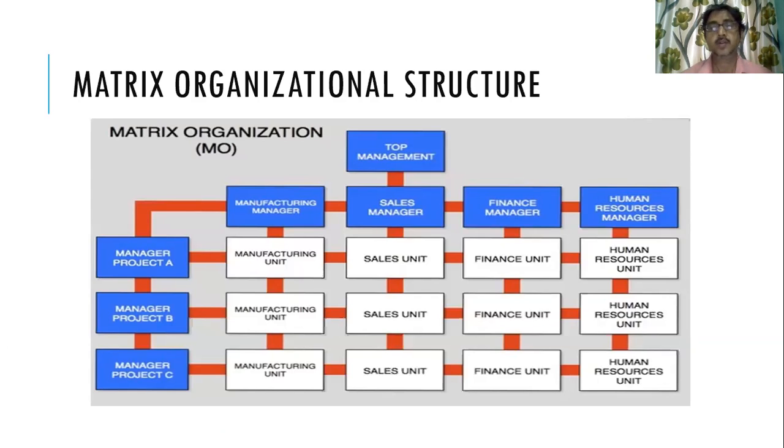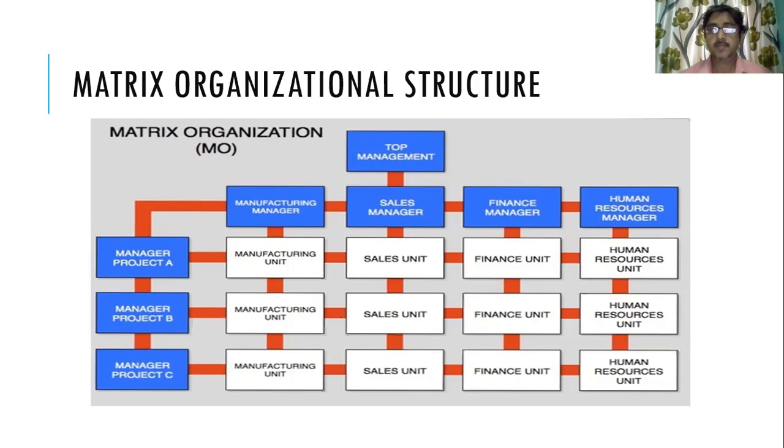So the second significant organizational structure that we'll talk about is the matrix organizational structure. You all know what is a matrix, a structure consisting of rows and columns. Now similarly, in this organizational structure, you can see it is unlike the pyramidal structure, but the entire responsibilities are distributed across a matrix. Now you can see that the top management, then below that level we have manufacturing manager, sales manager, finance manager, and human resource manager. Whereas you can see the manager project A. If I go according to the rows, we can see manager project A, manager project B, manager project C.